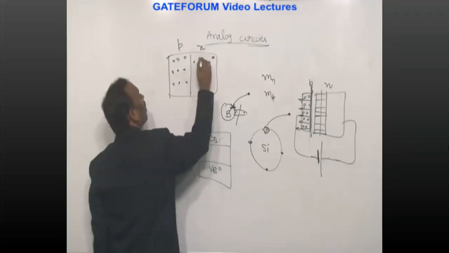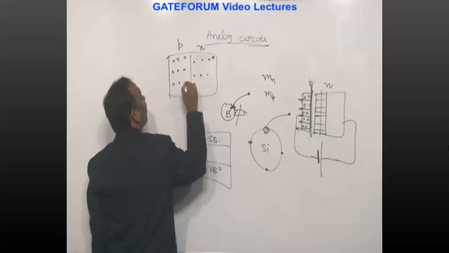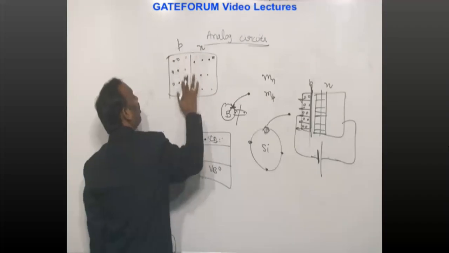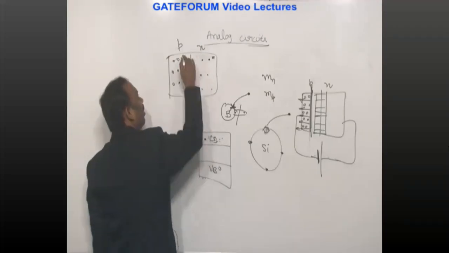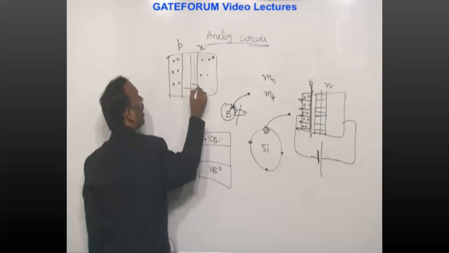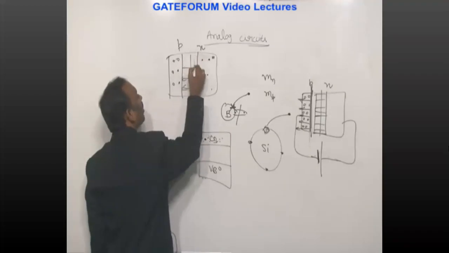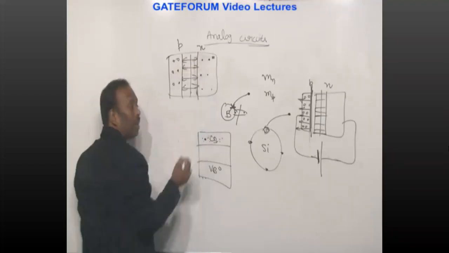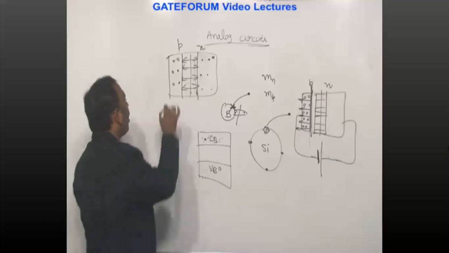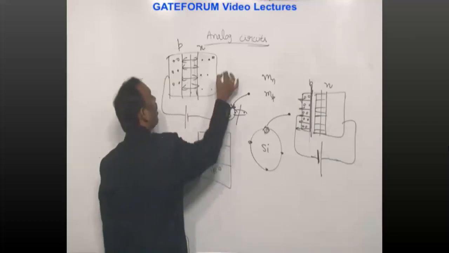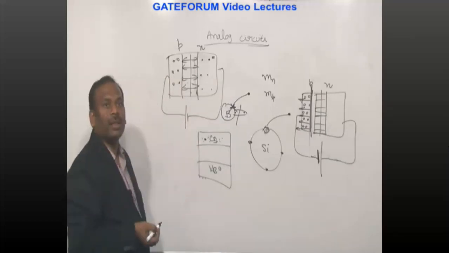Here, electrons. Now, initially there is a depletion layer like this. I have taken this as the depletion layer. Now you are applying a forward bias.